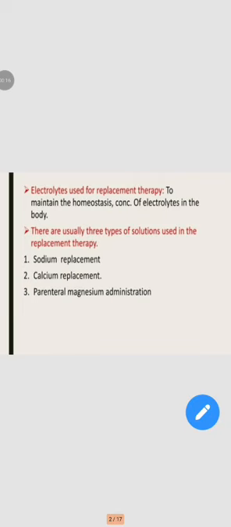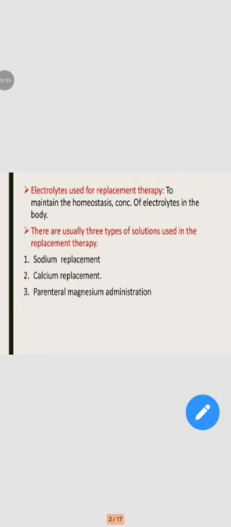Today's topic is Major Extracellular and Intracellular Electrolytes, Part 2. Electrolytes used for replacement therapy. The electrolytes are used for replacement therapy to maintain the homeostasis, the concentration of electrolytes in the body.